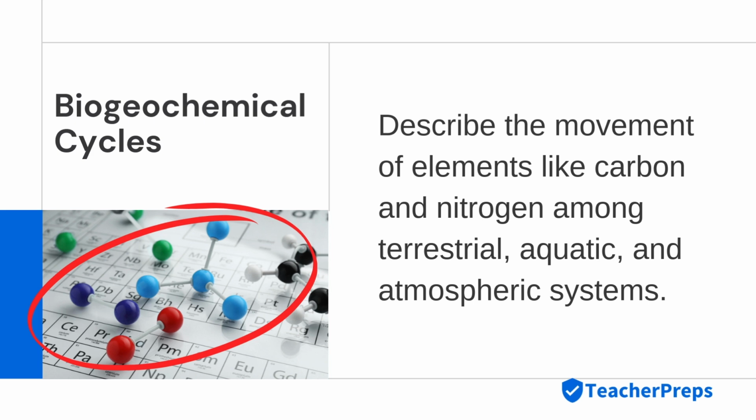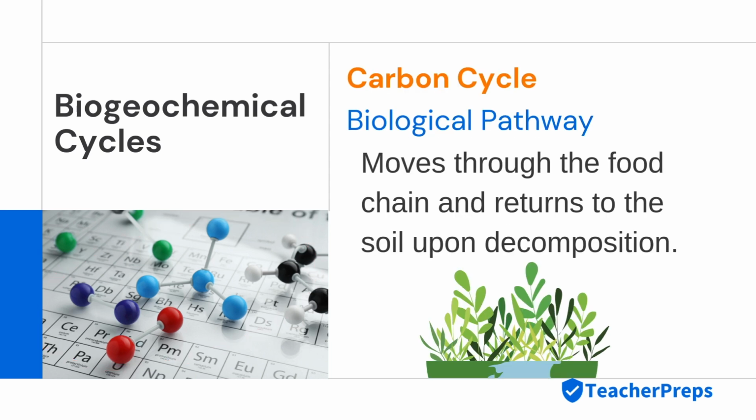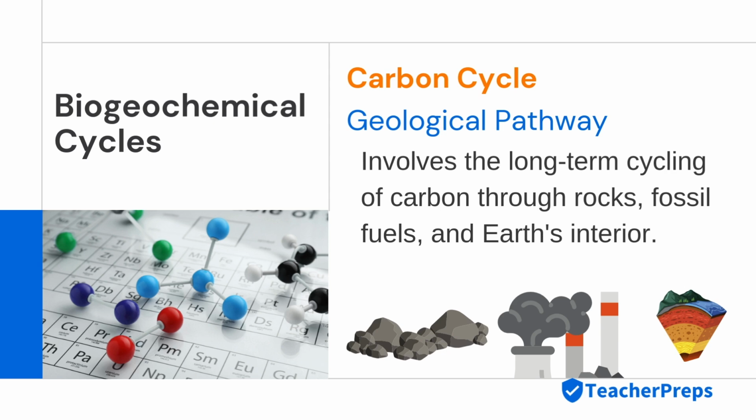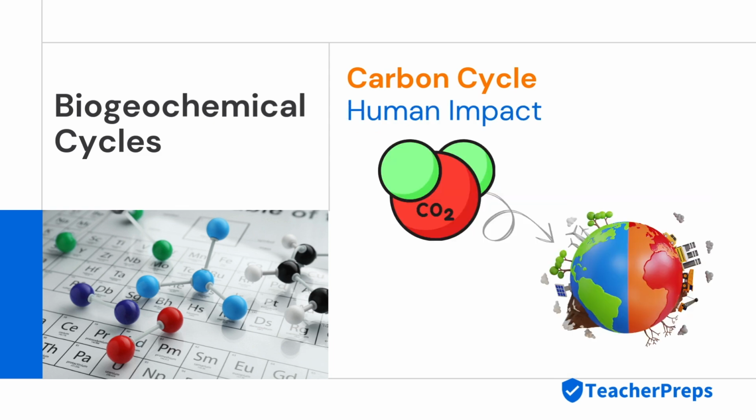Now it's time to move on to biogeochemical cycles, which describe the movement of elements like carbon and nitrogen among different types of systems that we have right here on Earth. We'll first discuss the carbon cycle, which you'll want to know for your test. When it comes to the biological pathway, carbon is absorbed by plants from the atmosphere. It moves through the food chain and returns to the soil upon decomposition. The geological pathway involves the long term cycling of carbon through rocks, fossil fuels, as well as Earth's interior parts, too. With all that being said, the human impact is that burning fossil fuels, we understand, releases significant amounts of carbon dioxide, influencing the global climate.